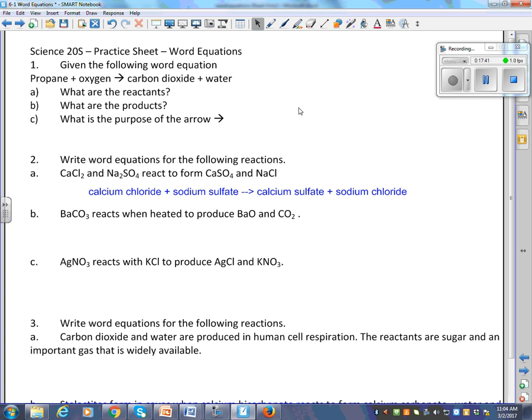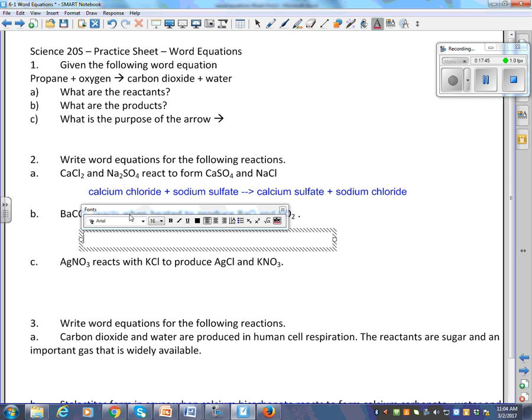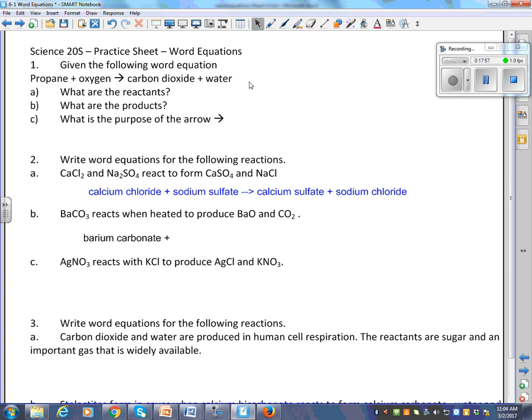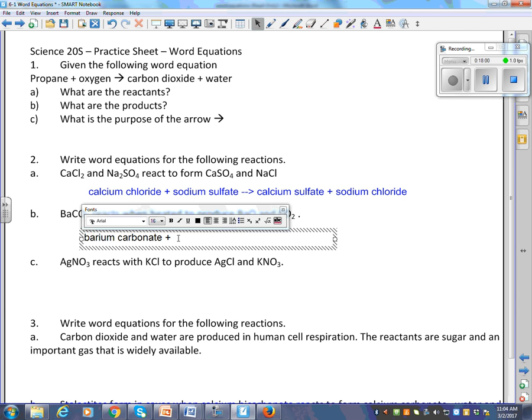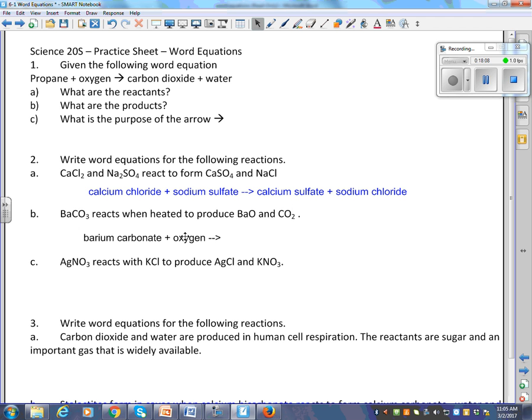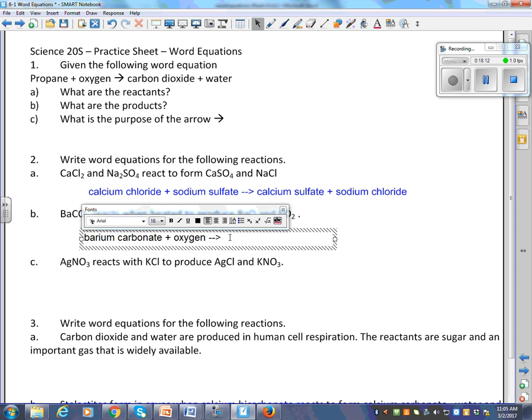Okay, so how would we do this one? BaCO3. That would be barium carbonate plus, I can't read it because it reacts when heated. So that means it's combining with oxygen. And it's producing BaO, not BO. BaO, which would be barium oxide plus, and what's the other one there? CO2. Oh, that's easy. CO2 is carbon dioxide. So all that stuff that we did last unit is coming back. It's just a continuation. I'll have to give you some help with these kind of things on a test. I'll maybe make them like a multiple choice or something.